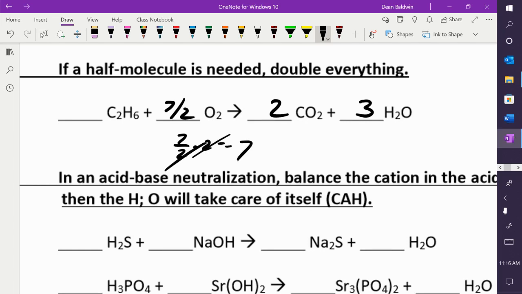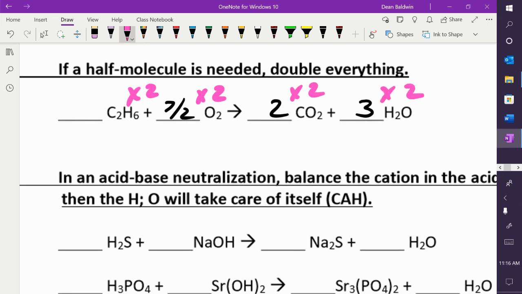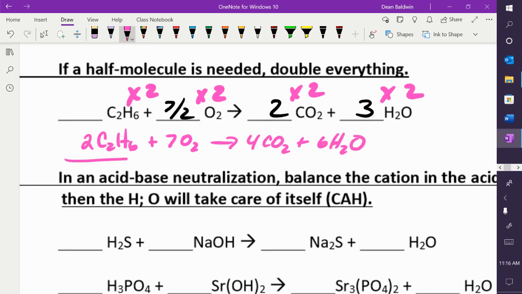But you can't have half of a molecule. That doesn't work. So how do you get rid of fractions? Double up. You multiply everything by whatever the denominator is. So everything here gets multiplied by 2. Then you end up with 2C2H6, those 2's cancel and you get 7O2, 4CO2, 6H2O.